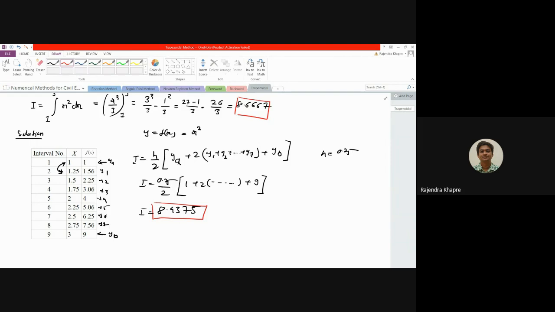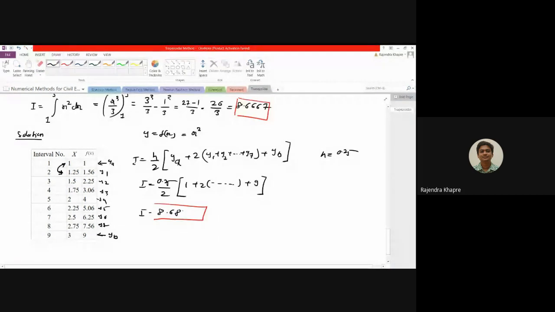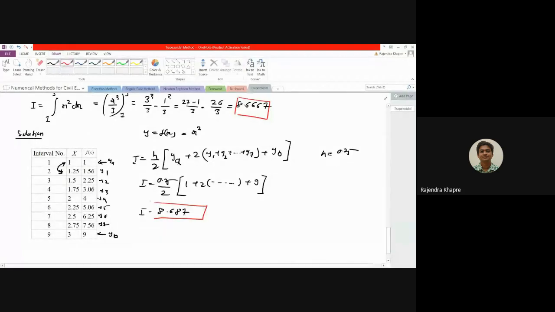Sir, my answer is 8.687. Okay, fine. So still 8.6 is common, only from the second digit onwards improvement is needed. So it is advised not to make calculation mistakes because it is going to cost you marks. Please ensure that you are doing correct calculations.